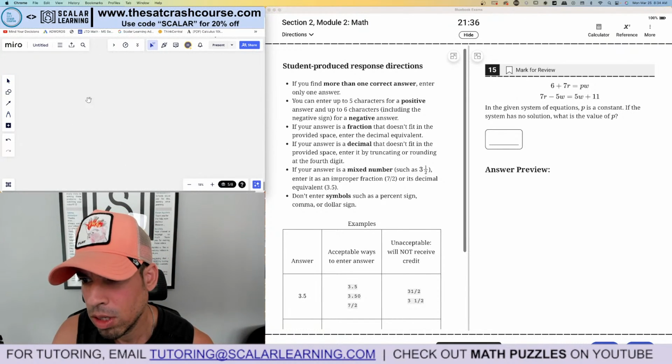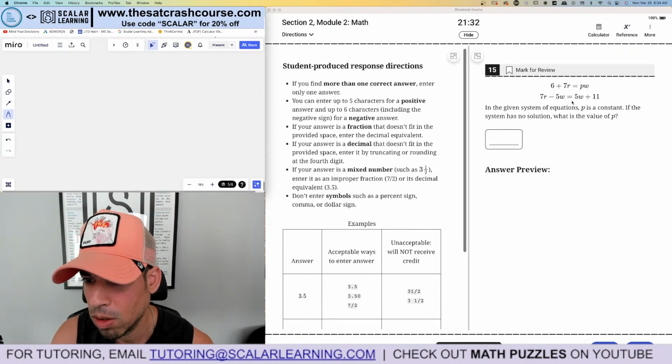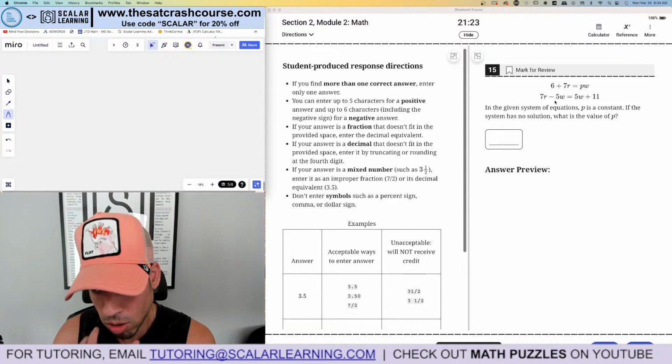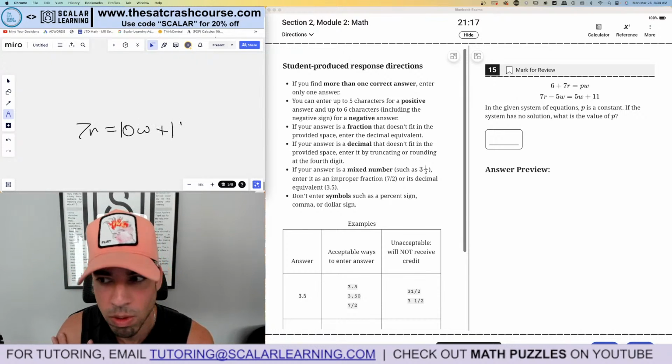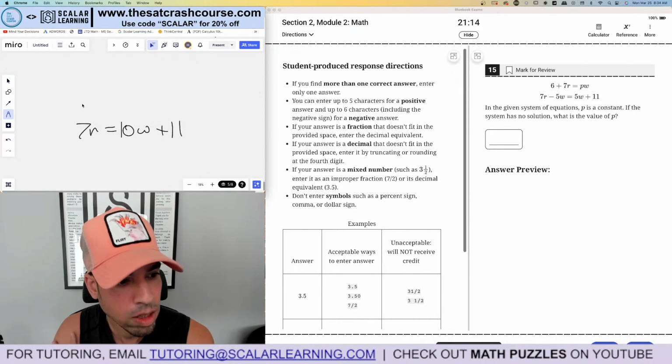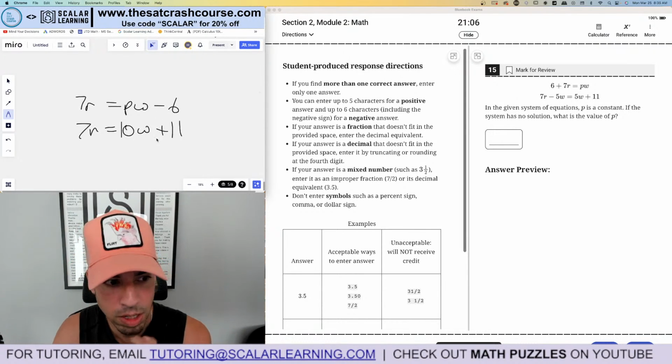Okay, 6 plus 7r has no solution. That means, wait a minute. Whoa, no solution with multiple variables. Okay, wait. This is interesting. Hold on. Okay, so let's simplify the bottom one. So I'm going to add 5w to the other side. This is very fascinating because this is a little different than what I've seen before. And then over here, we've got 7r is equal to pw minus 6. So the top equation I simplified there. The bottom one I simplified here.